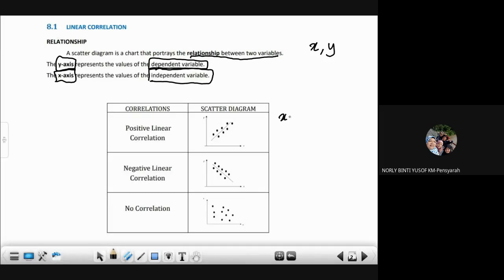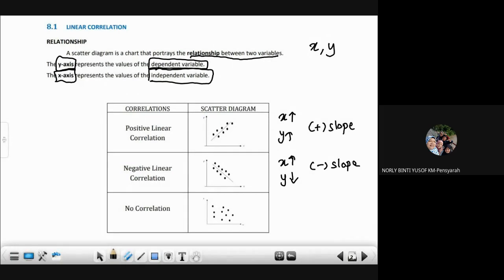Bila mana X tu increase, Y pun increase. So you have positive slope. Slope tu adalah kecurunan lah. Naik atas kan, naik tangga. And then negative linear correlation pun sama, bila X you increasing, Y you decreasing. You have negative slope as you punya kecurunan tu turun tangga. Okay, tapi scatter tu adalah titik-titik lah.